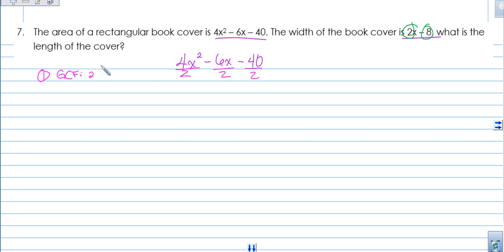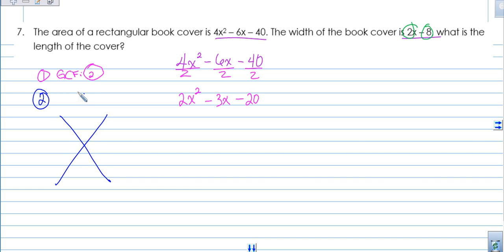And don't forget about this little guy. He's going to go down in our answer. Okay? So you get 2x squared minus 3x minus 20. Okay? When you take out a GCF, it makes the number smaller, which means it's easier to do our other stuff. Step 2, we're going to try the x.